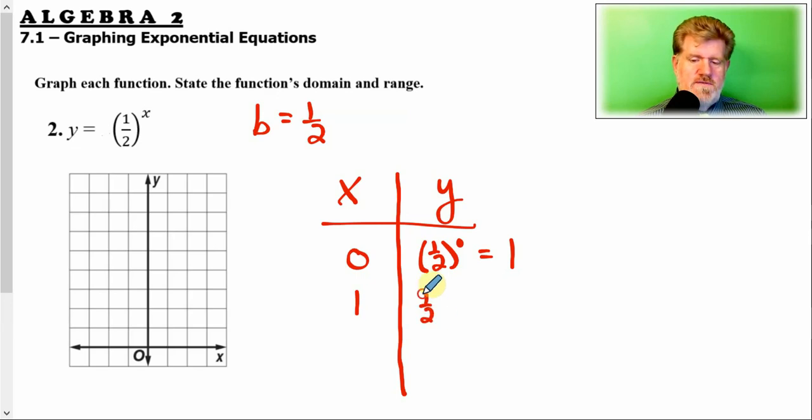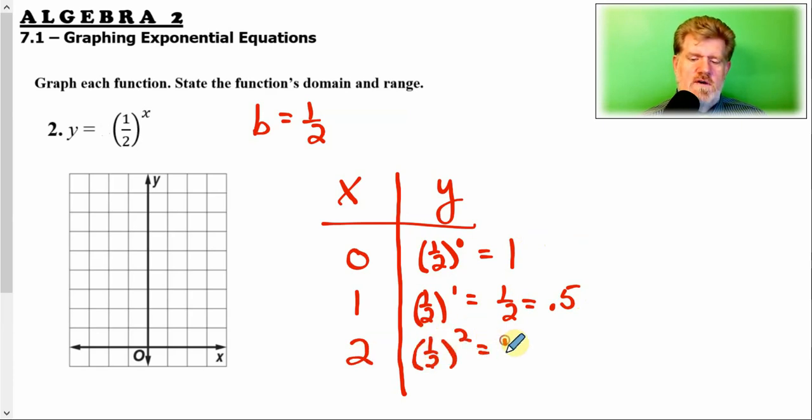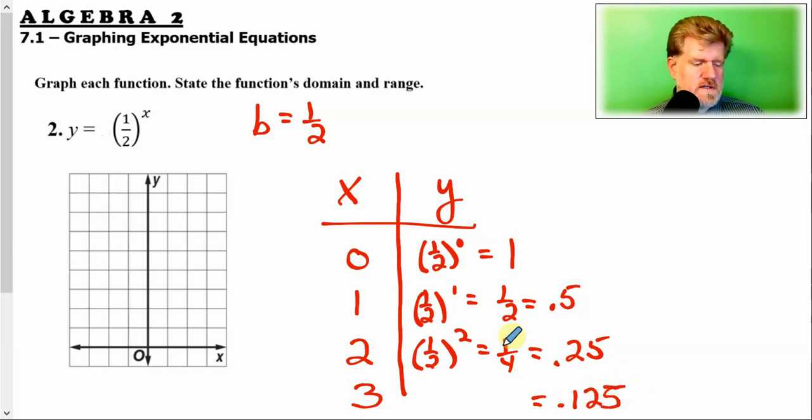So what's 1/2 to the first power? Well, that's a half. Some of you like to think of it as 0.5, which is fine. But what's happening between these numbers? Each time they're being divided by 2. 1/2 to the second power is 1/4, and so on. Every time we do it, we're going to divide it by 2. So it's going to keep going down and down and down.